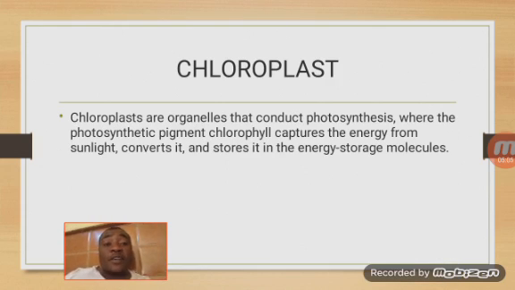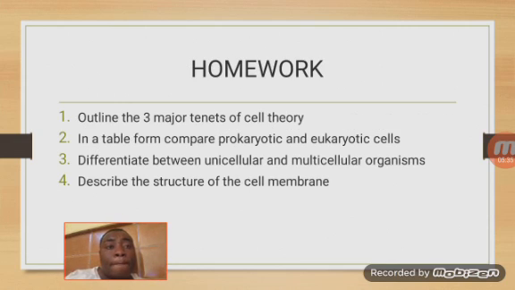The chloroplast is mainly found in green plants or sometimes even in photosynthetic bacteria or algae. Chloroplasts are organelles that conduct photosynthesis, where the photosynthetic pigment chlorophyll captures the energy from the sun to convert it into food or glucose, which is stored in energy storage molecules. So the main function of the chloroplast is to produce food for the plant.